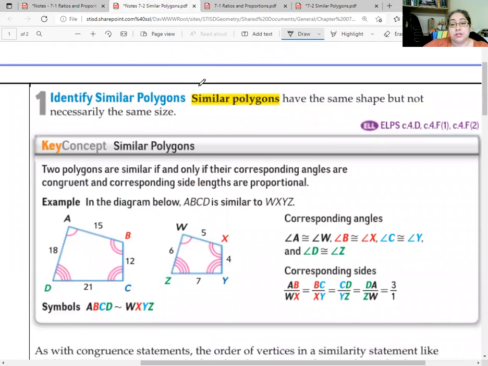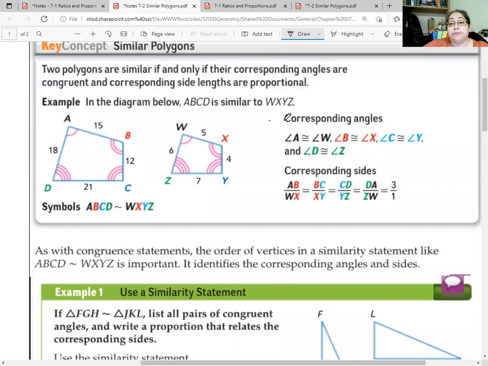By definition, and so this right here is a definition. So if you need it for a proof or something, here is your definition. Your definition of similar polygons is that they have the same shape, but not the same size. So one could be really small, one could be really big, but those angles are going to be the same. And so two polygons are similar if and only if their corresponding angles are congruent, but their corresponding side lengths are proportional.